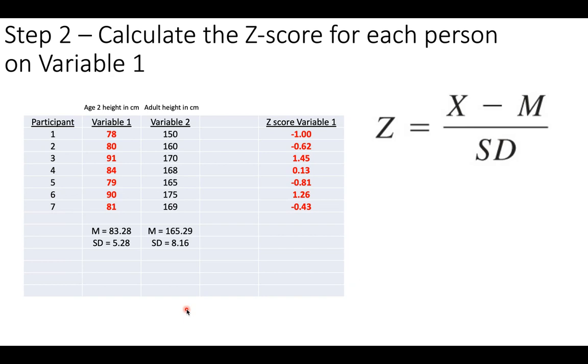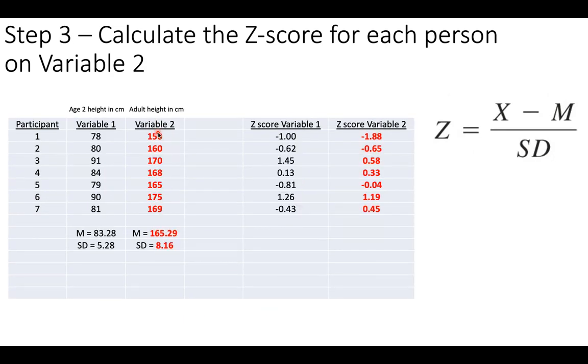We can do the same thing for variable 2. We take each individual, we plug their score in as x, we plug the mean, 165.29, in as our m, and we divide by that variable's standard deviation, 8.16. And so then this tells us how extreme above or below the mean every individual is on variable 2, which is adult height in centimeters.